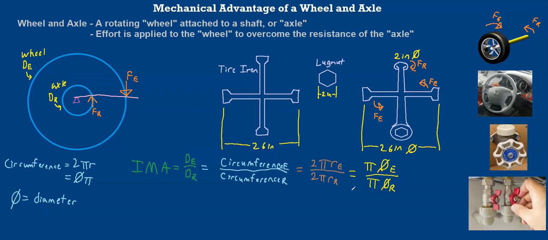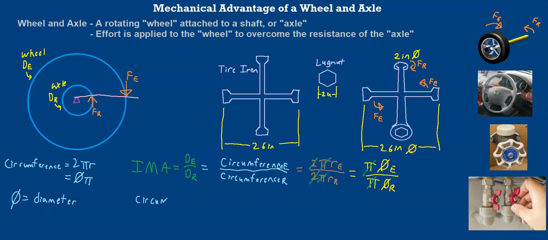This is something we've done before in our lever lessons. You'll notice that 2 over 2 cancels out and pi over pi cancels out. And so you're left with the radius effort divided by the radius resistance. And similarly, over here, pi cancels out and we're left with diameter over diameter. And so if this is true, then it means we could use any one of these three values to find our mechanical advantage. We could use circumference, radius, or diameter. And so let's go ahead and give that a try.